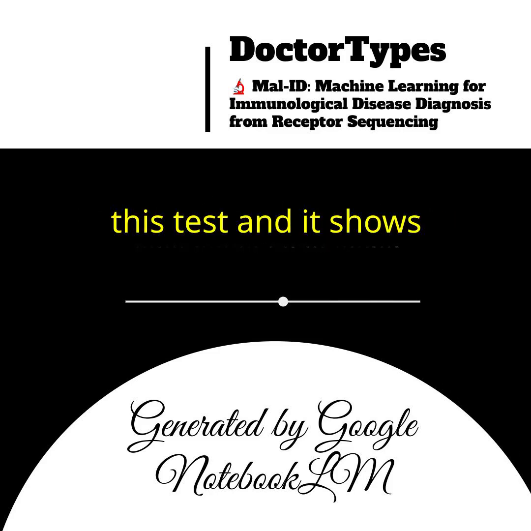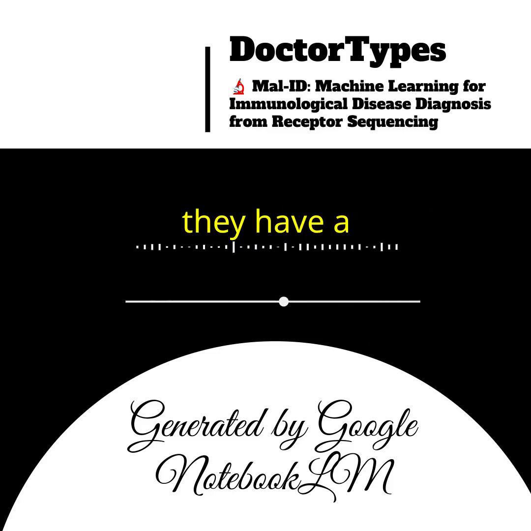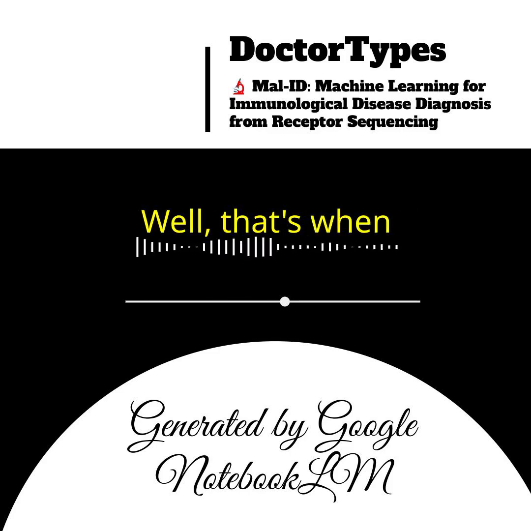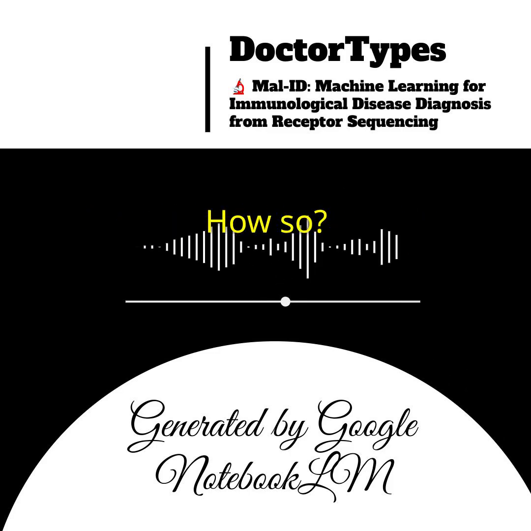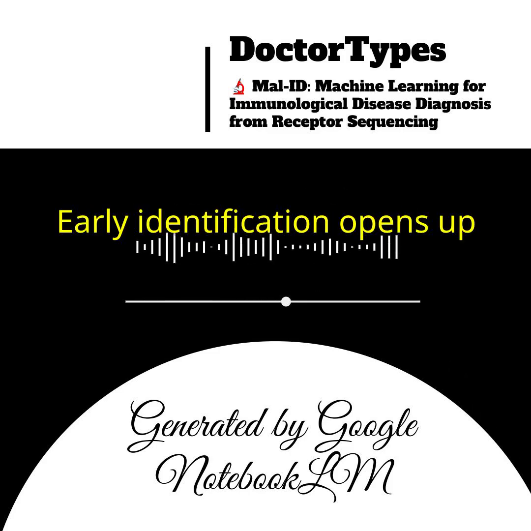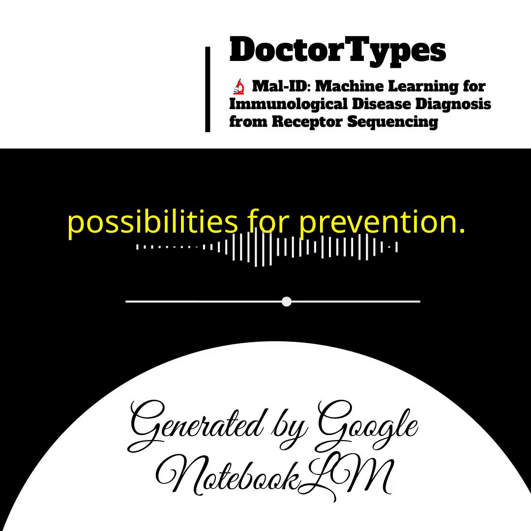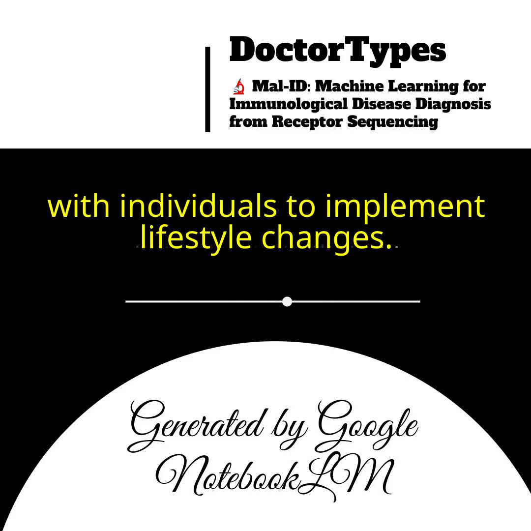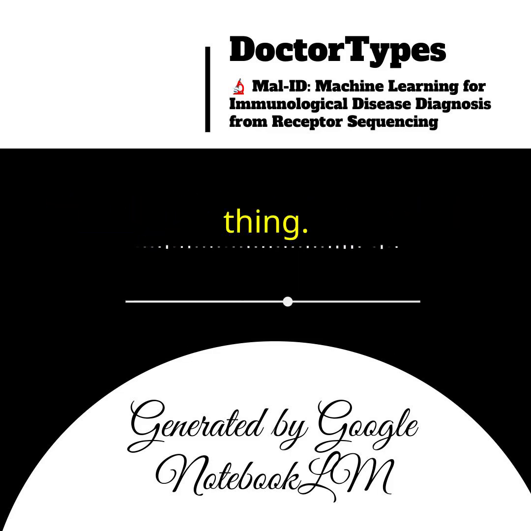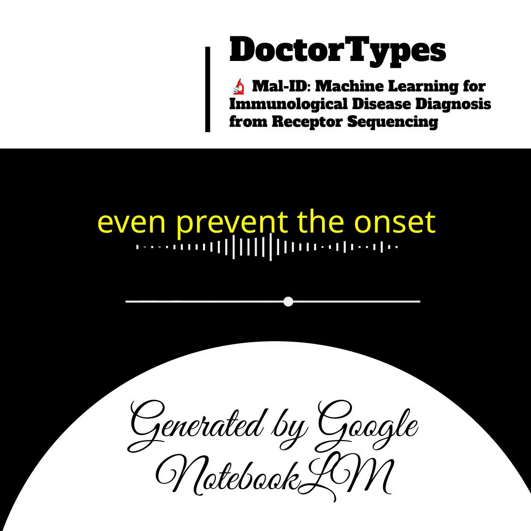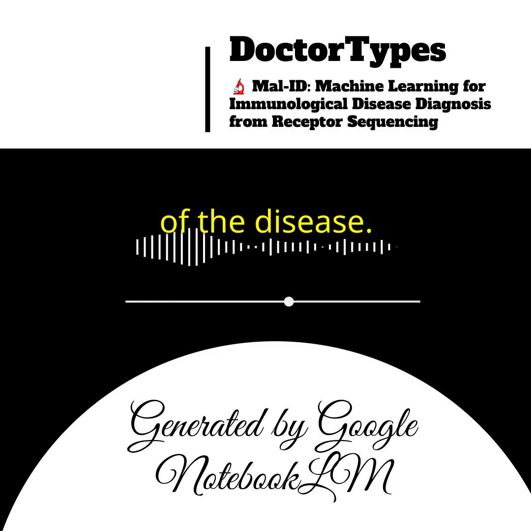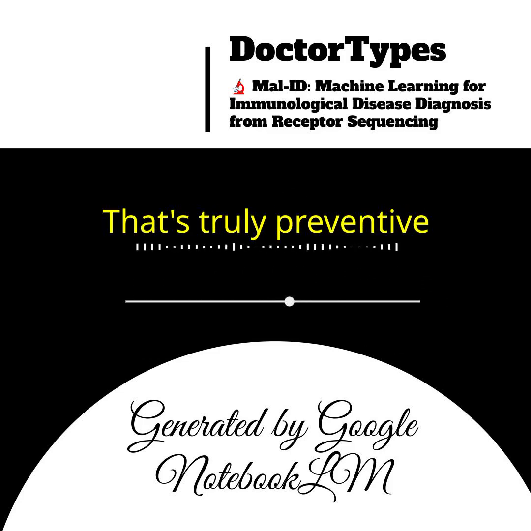Sure. Researchers are studying MALID's potential for predicting type 1 diabetes. Oh, interesting. They analyze immune receptor sequences and look for patterns associated with increased likelihood of developing the disease. So let's say someone gets this test and it shows they have a higher risk of type 1 diabetes. What happens then? Well, that's when it gets really interesting. How so? Early identification opens up all sorts of possibilities for prevention.